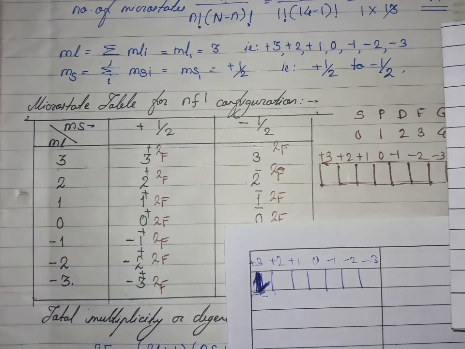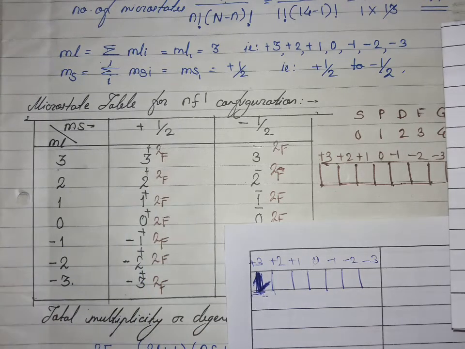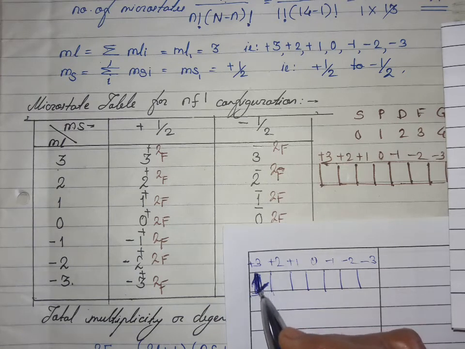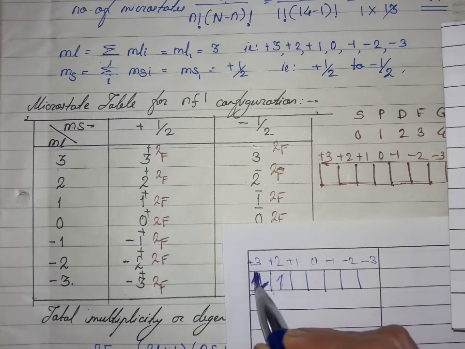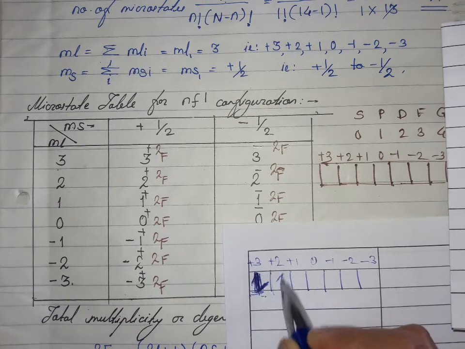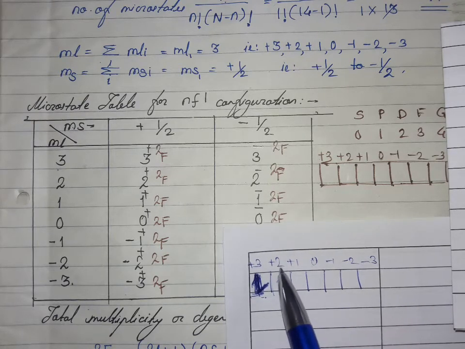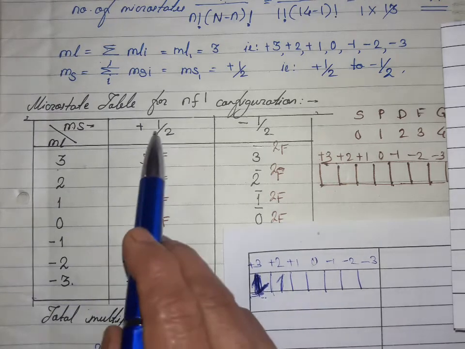Now we have to put that electron in that particular shell, then we will get ml equal to 2 and ms equal to 1 by 2. We have only one single electron, so now put that electron in this shell. Forget about the other electron, we put that electron in this shell. Now ml of that electron is +2. So ml is +2 and ms is 1 by 2.